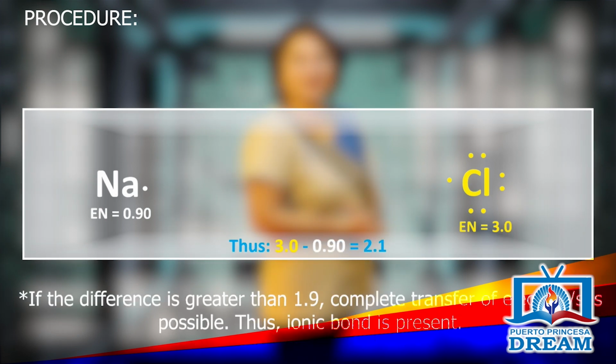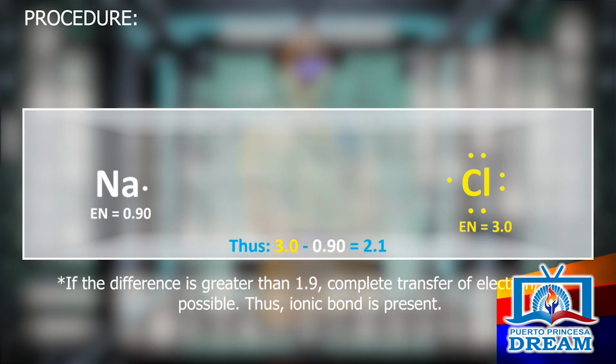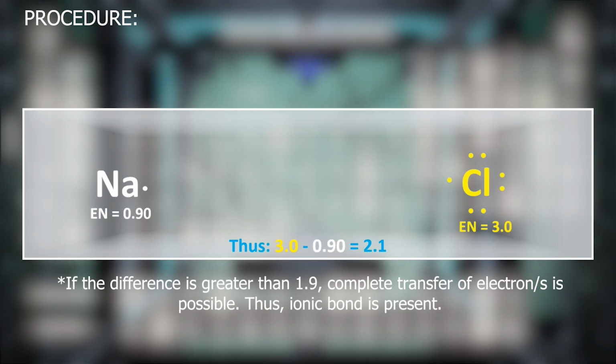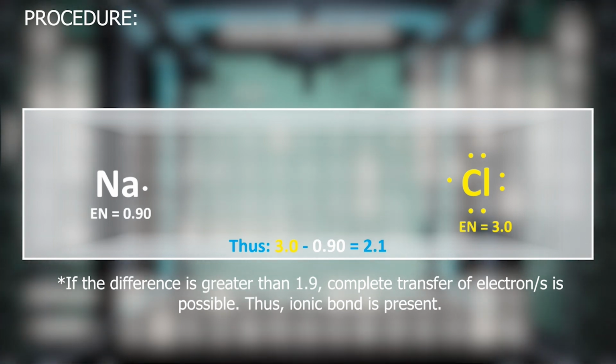Sodium is a metal element with an electronegativity value of 0.90, while chlorine, which is a non-metal element, has an electronegativity value of 3.0. If we will get the electronegativity difference of the two elements, we will have 3.0 minus 0.90 equals 2.1.